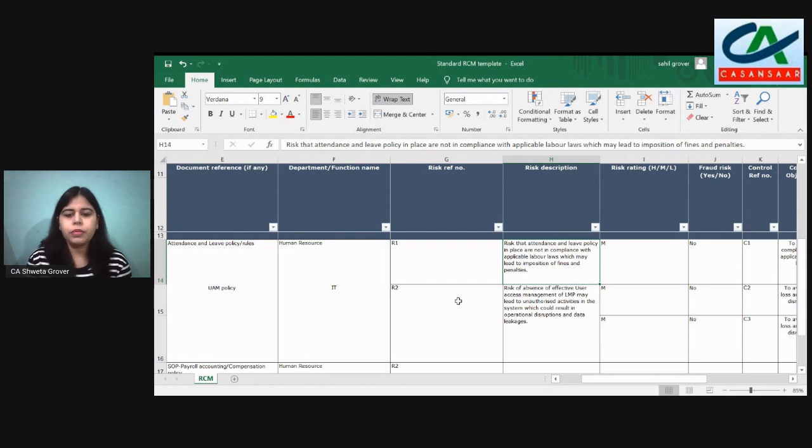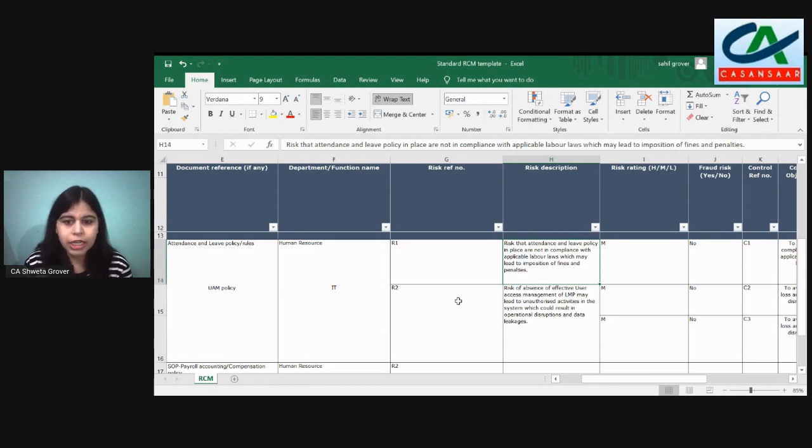Please keep in mind, we are internal auditors, we are auditing their internal controls. We are not here to vet and audit their leave policy. We need to check whether appropriate controls are in place to ensure that the leave policy or attendance policy, or any policy, is in compliance with applicable labor laws.